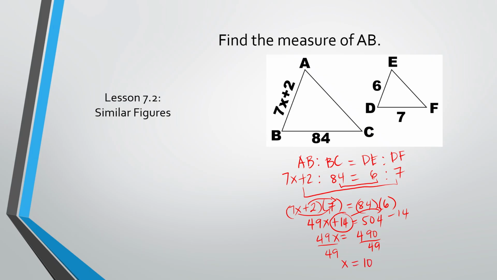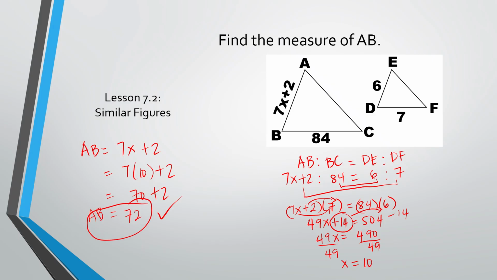Are we done? Not yet, because we are finding the measure of AB. The measure of AB here is 7x plus 2. And remember, you have to replace the value of x here. So therefore, we have 7 times 10 plus 2. 7 times 10, which is 70, plus 2, which gives you the value of AB, which is 72. I hope that you get it.